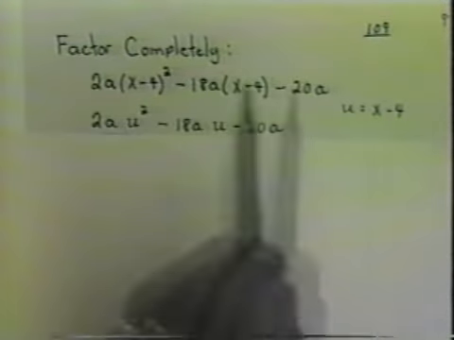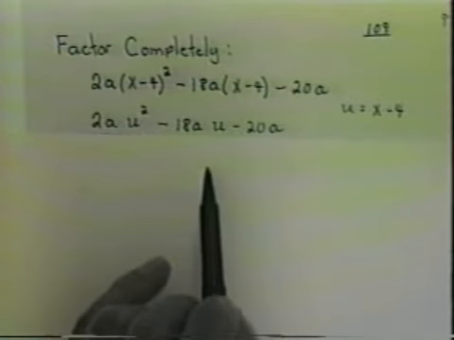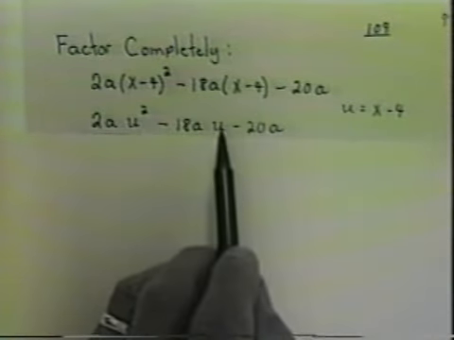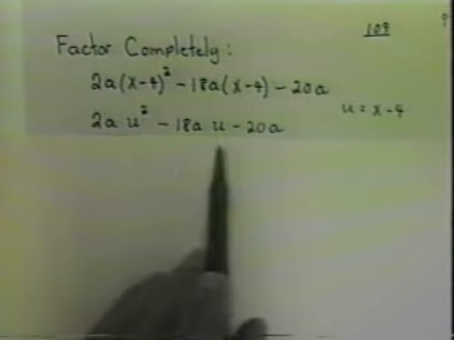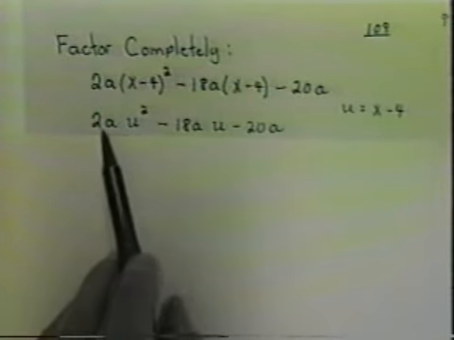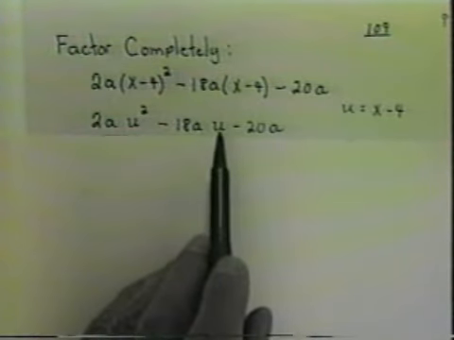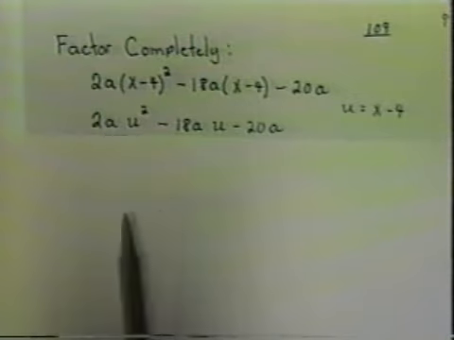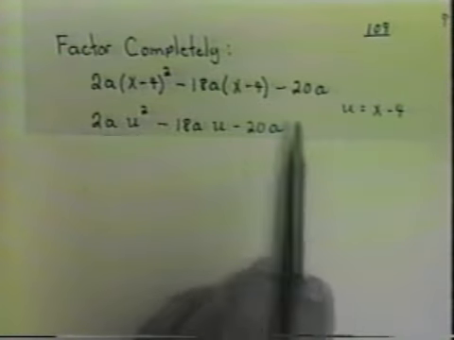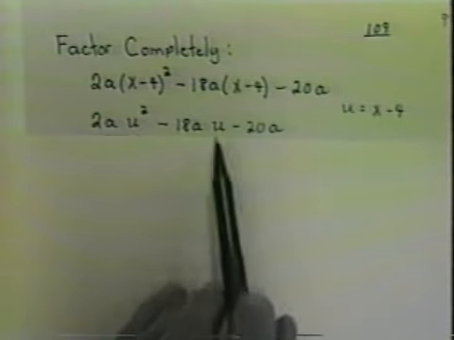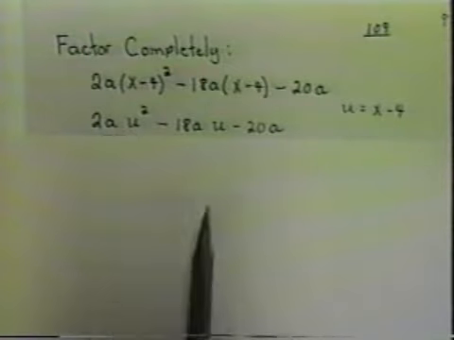So that means in place of x minus 4 quantity squared, I'm going to write u squared. In place of x minus 4, I'm going to write u. So now we have a pretty good looking polynomial: 2a u squared minus 18au minus 20a. So notice this little substitution did more good than a half a dozen facelifts in improving the appearance of this trinomial.